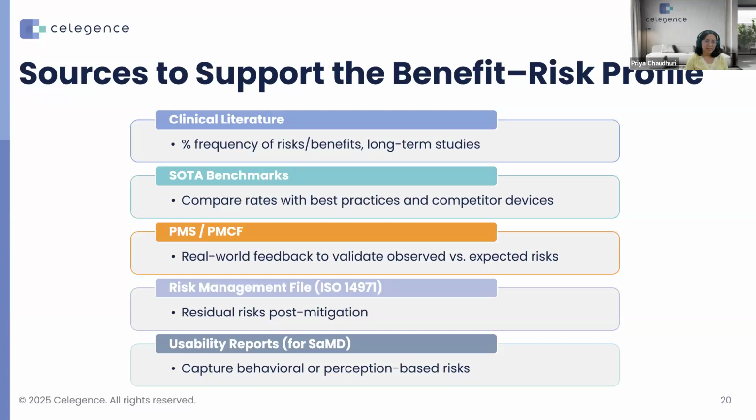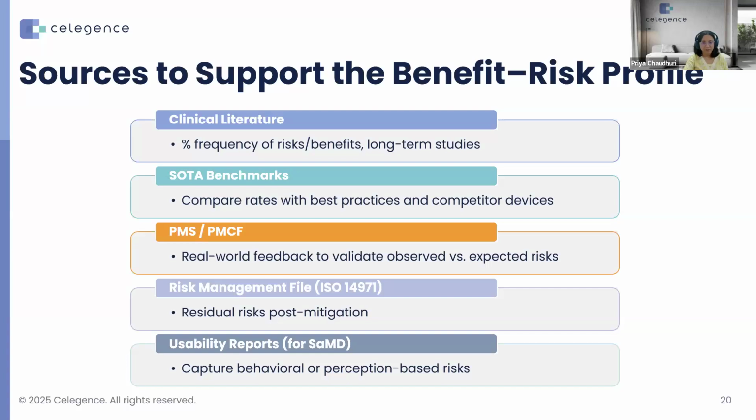Okay, so now that we have seen how benefit-risk mapping works for dental devices, let's quickly talk about where that evidence comes from. We know that it's the clinical literature. This is often the primary source of quantifying both benefits and risks. It also helps benchmark the device against the state of the art, which is the ultimate claim. Next are the PMS and PMCF data. This gives real-world validation. If, let's say, we are claiming low image distortion for the SaMD device, post-market feedback should support that.